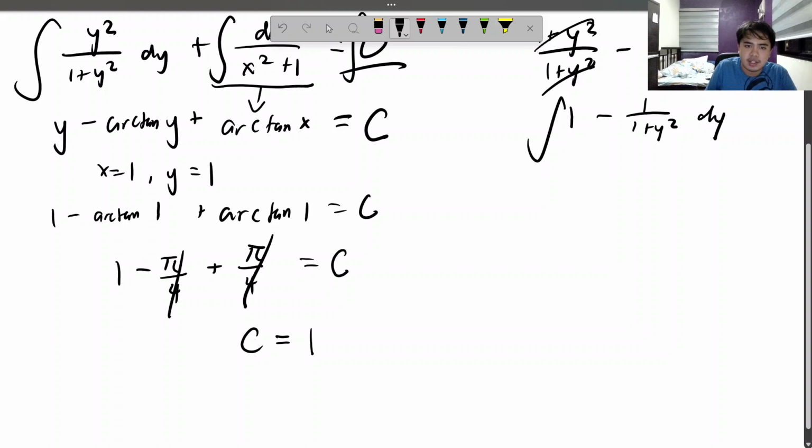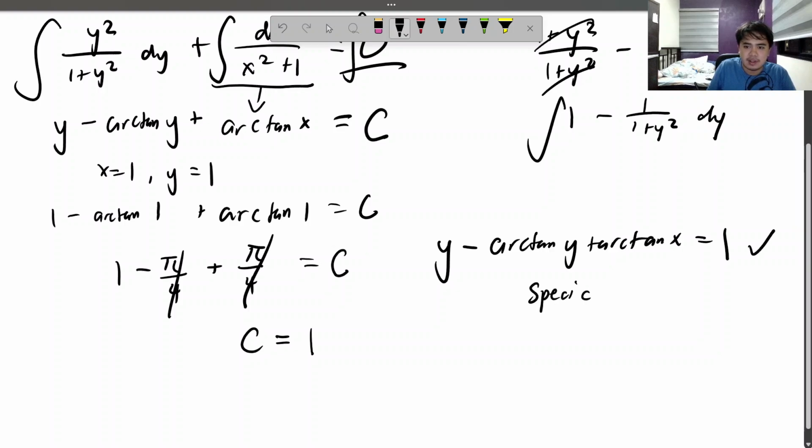That's going to be the constant for this one. So let's put it together. y minus arctangent of y plus arctangent of x equals 1. And that is the specific equation for this one. I'll be back with more of this in the next video.